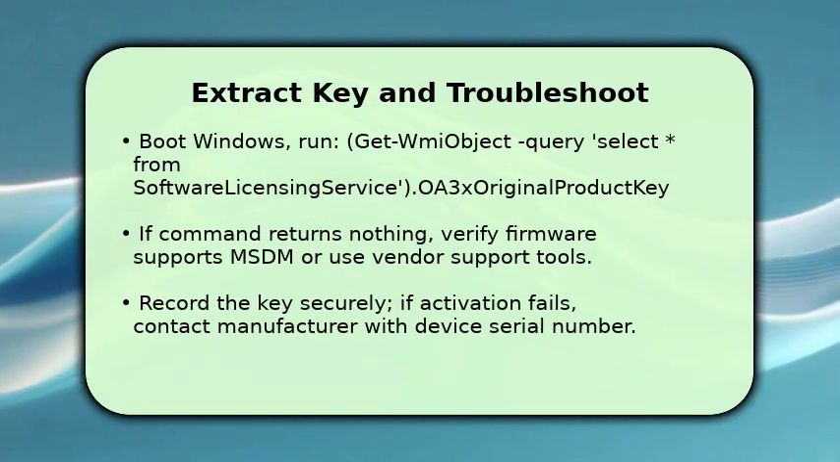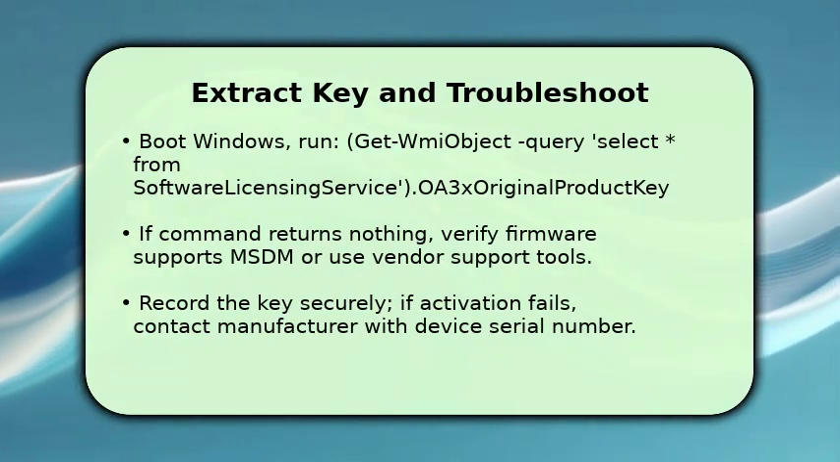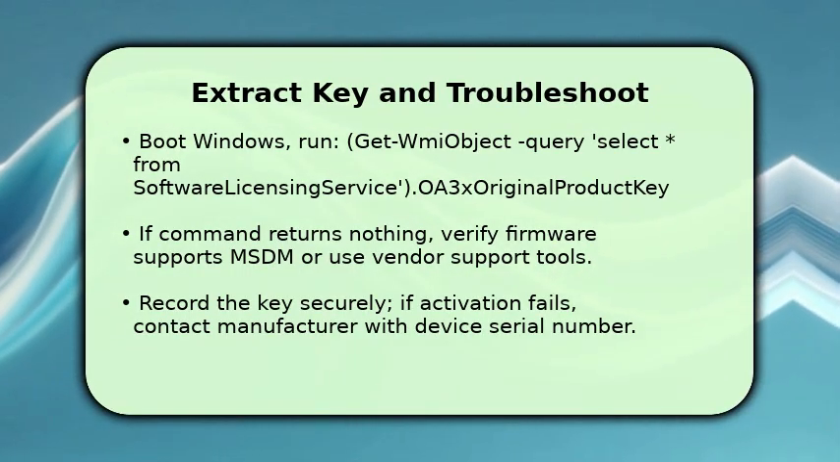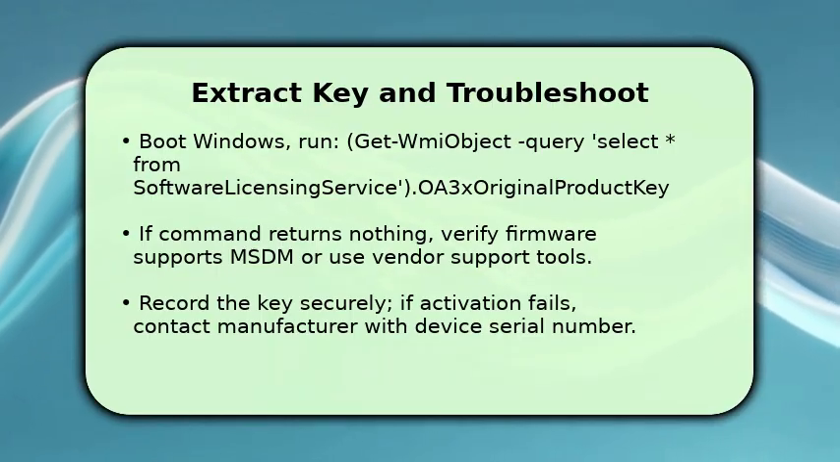Open PowerShell as admin and run the WMI query to read the OA3 original product key from the Software Licensing Service. Once you have the key, store it securely and test activation.